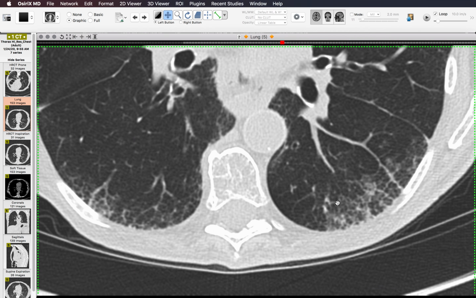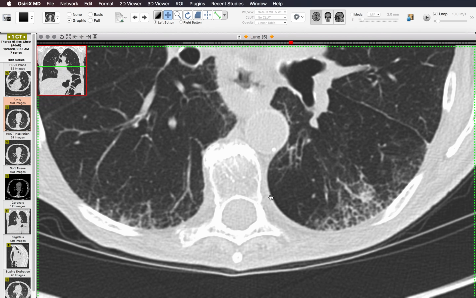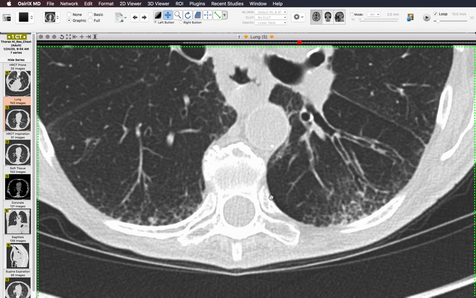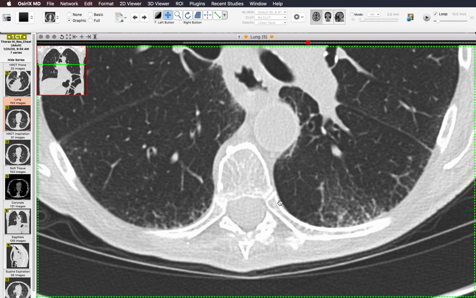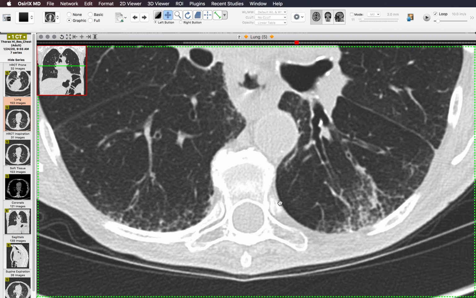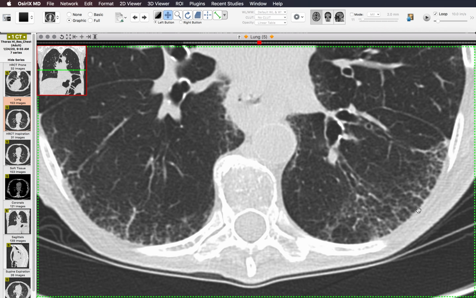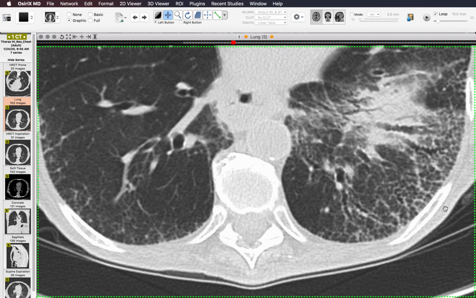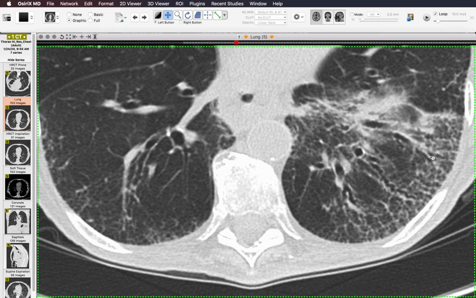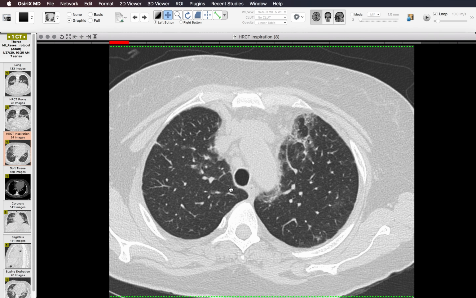Okay. Now, as we continue to look, I'm looking for areas of honeycombing because honeycombing is going to be an important predictor in the diagnosis of the patient, but I don't really see any. Okay. So in this patient, all we have is traction bronchiectasis and reticulation. This is the last example I have for you.